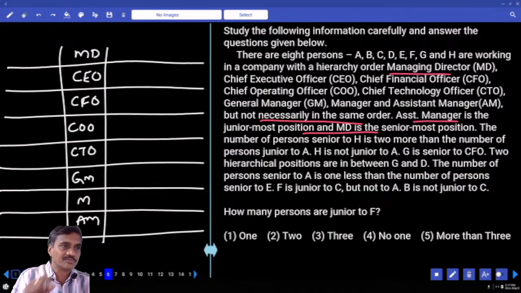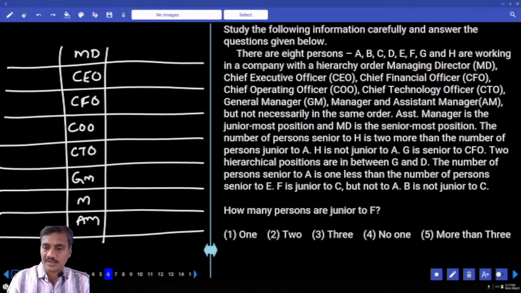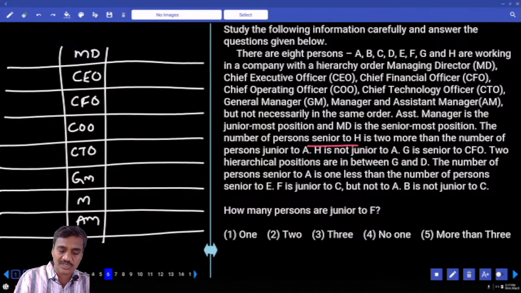As of now, we cannot represent the data, isn't it? Number of persons senior to H, and number of persons senior to H is 2 more than the number of persons junior to A. H is not junior to A, which means H is senior to A, and that is what the information given.